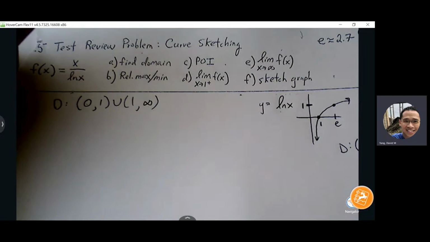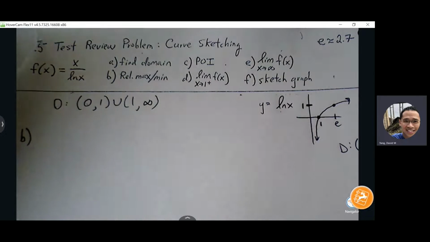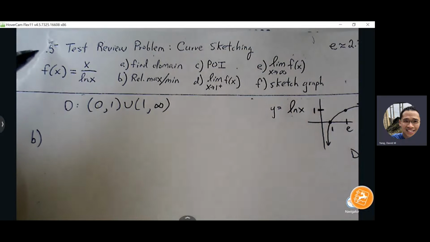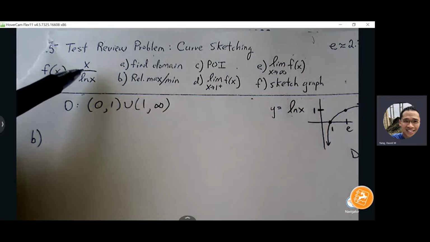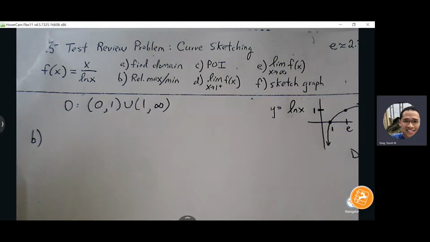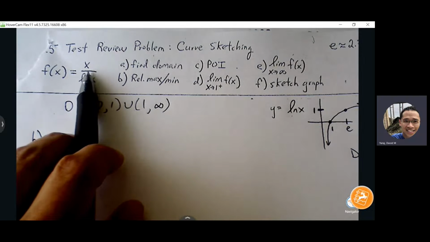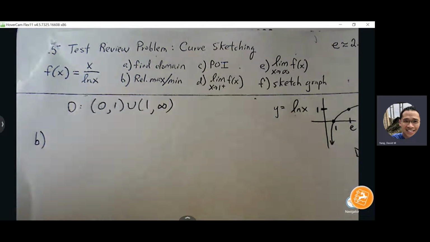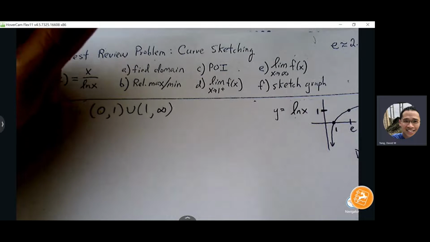Okay, so now I want to move into finding relative max and relative min. To do that, I have to first find the derivative. So let's go to our quotient rule, f prime g minus f g prime over g squared. The numerator is my f function, the denominator is my g function. So here's my derivative.